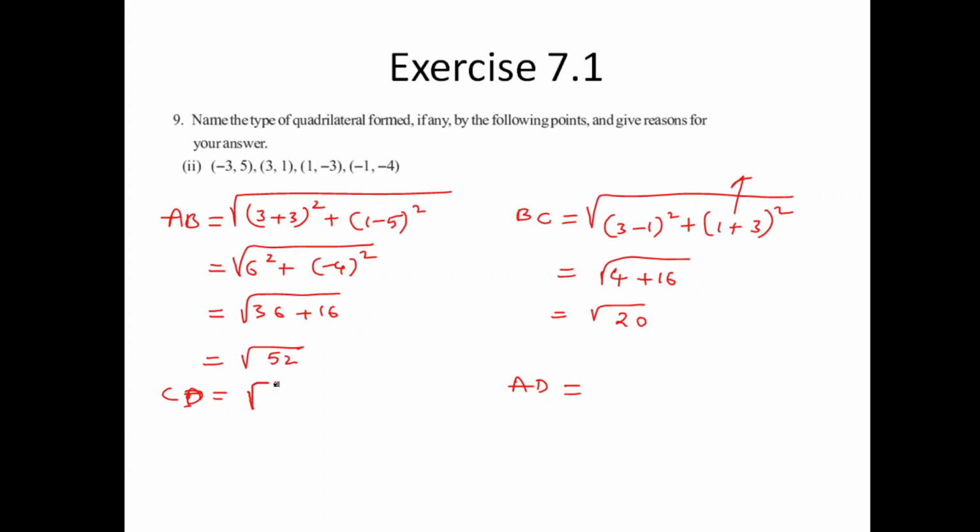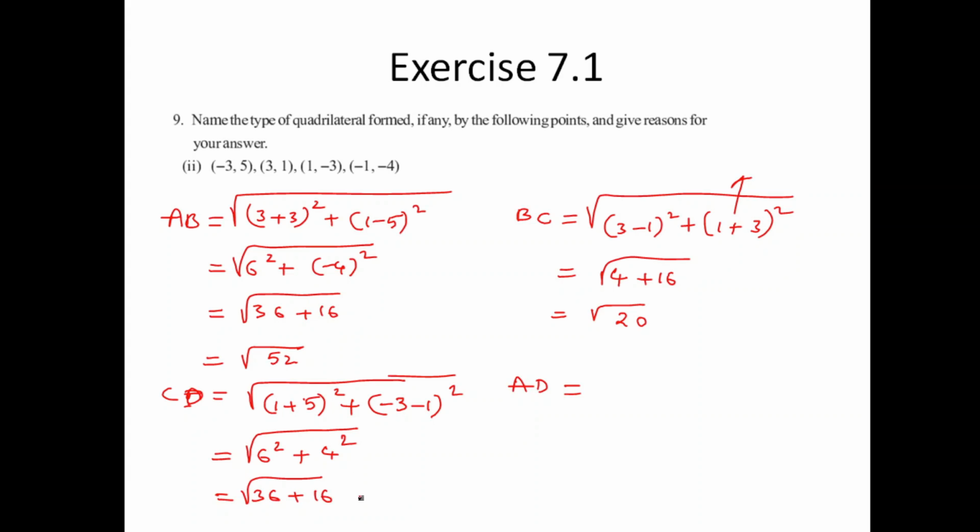Okay. CD length is equal to root of x2 minus x1. x2 is your 1 minus into minus, that becomes your plus 5 to the whole square plus y2 minus of y1 to the whole square. So here you are having 6 square plus here you are having 4 square again, right? You have an equal number. I'm ignoring that because you are doing multiplication, squaring of the terms, isn't it? So here 36 plus your 16, isn't it? So this itself is your root 52 again.